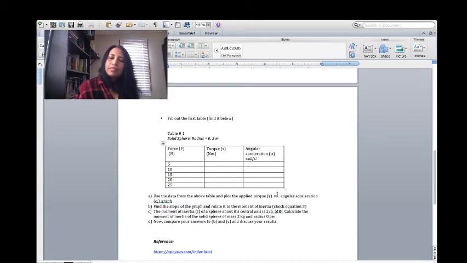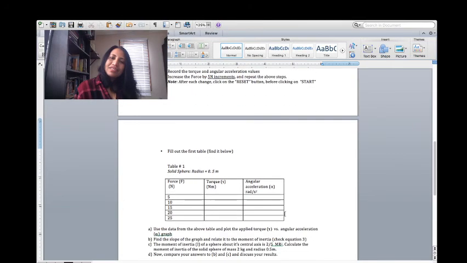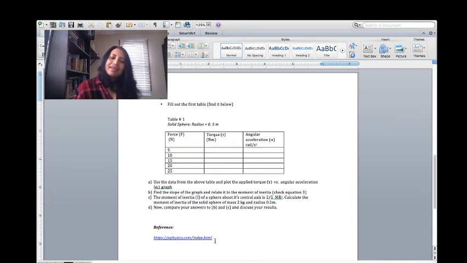Once the moment of inertia is found graphically, you can also use the equation 2/5 m r squared to calculate the moment of inertia of a solid sphere. We picked the solid sphere in the simulation, so compare the two answers. I hope they'll come close, because some of the simulations that we are using are not done by us, and the reference is given to the website that I am copying the simulation from.